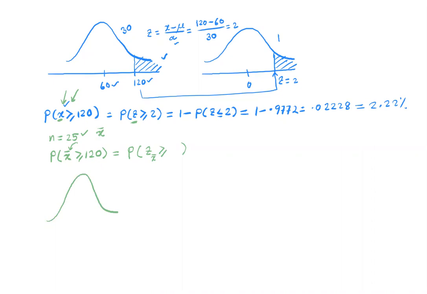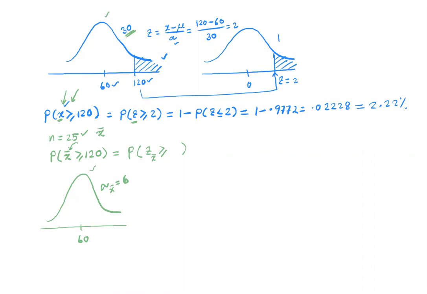So here is the interesting part of this. Mu still doesn't change, which is 60. In this case, sigma was 30. Here, sigma sub X bar is actually 6, which we just found. So this is going to be narrower compared to this one. I'm doing it side by side so that you can follow along.